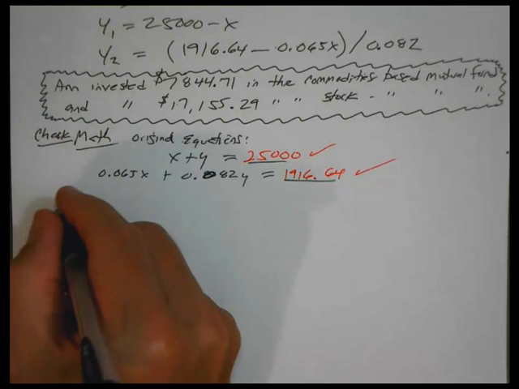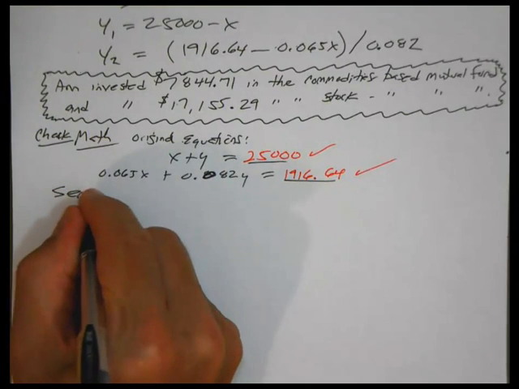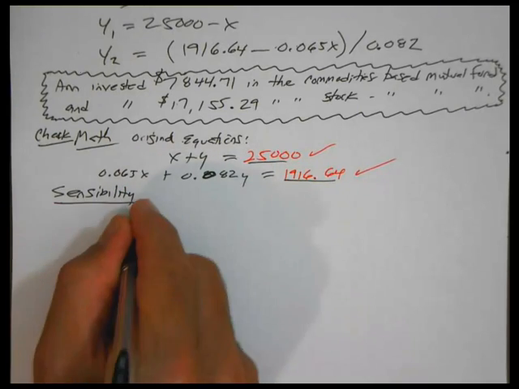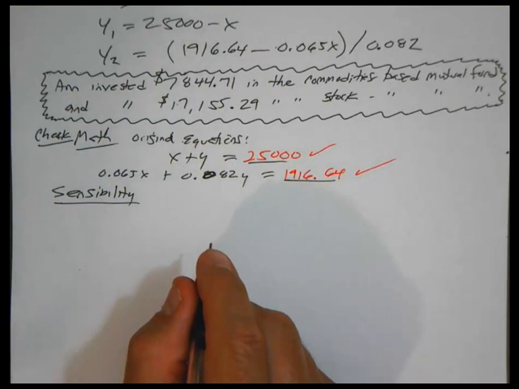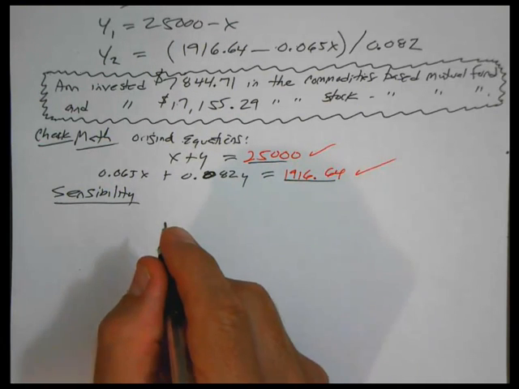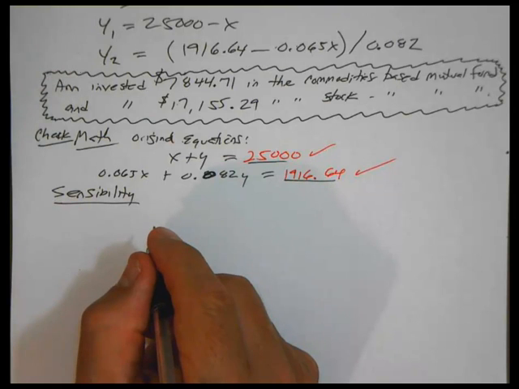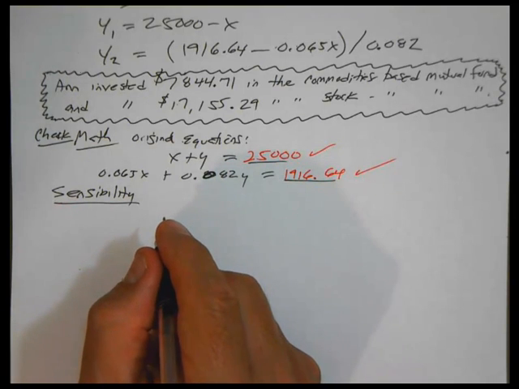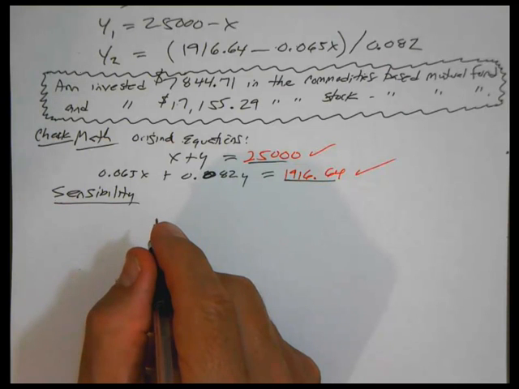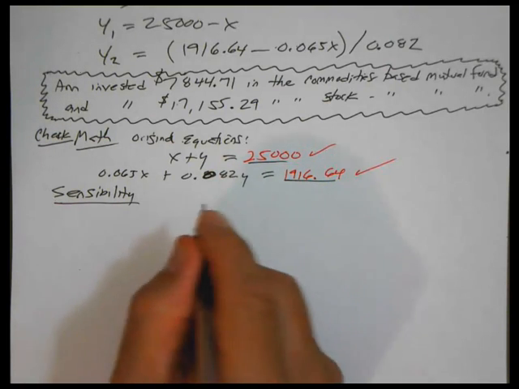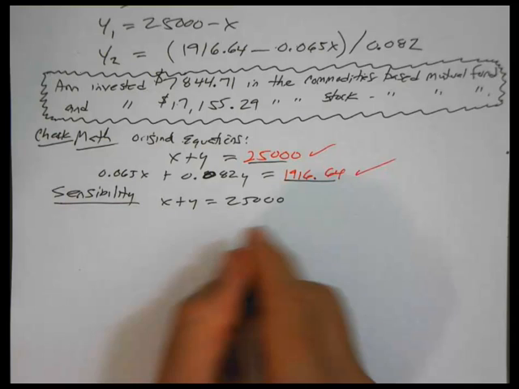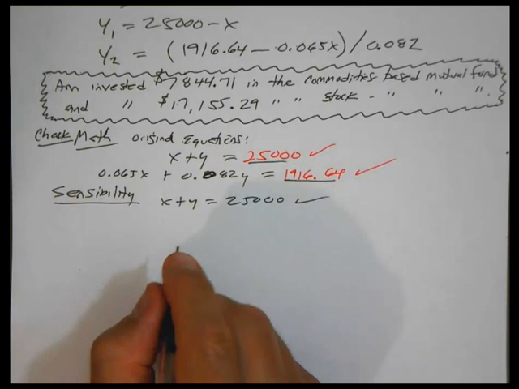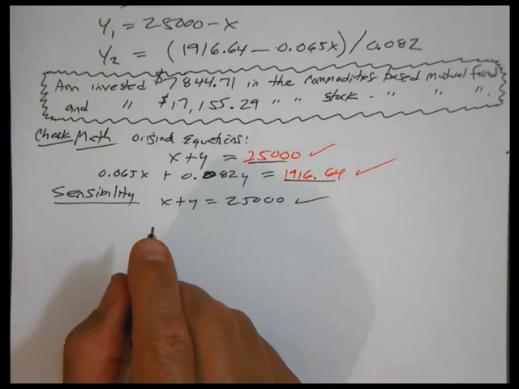How about sensibility? Again, this was a real question, so the most likely source of error is the translation from the real world into the math model. So let's try to think about that for a minute. One thing is the fact these two numbers do add to 25,000 is kind of a sensibility check in itself, so that much is the same as a math check in a way. It's something very simple to check, and you want it to be true, of course.